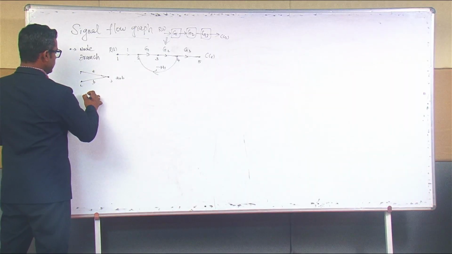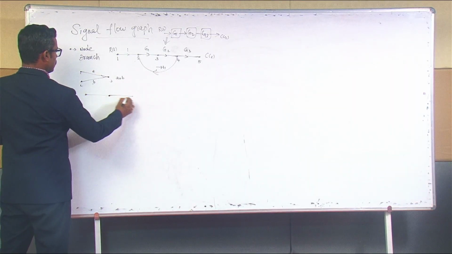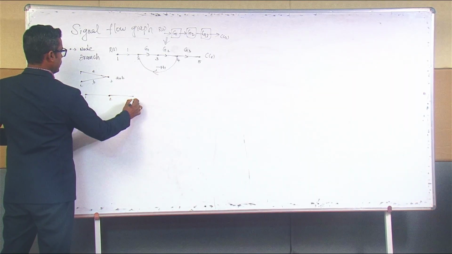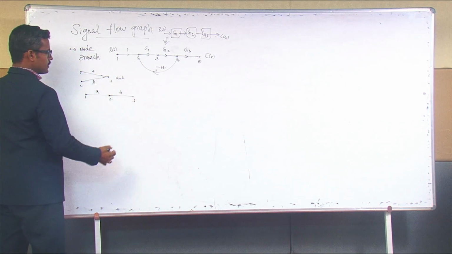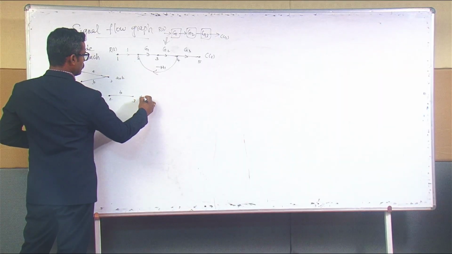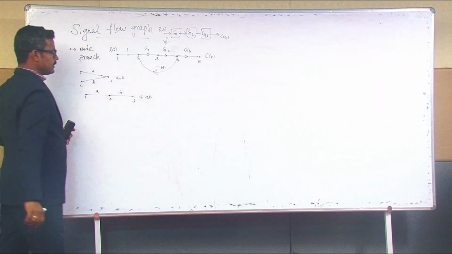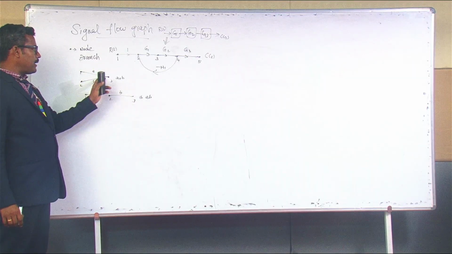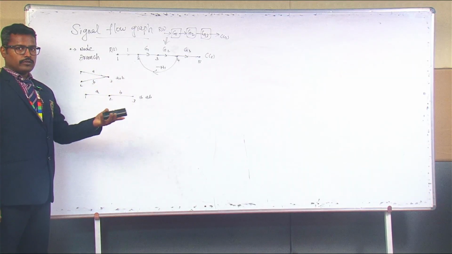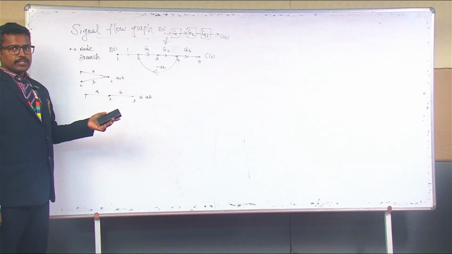If it is in a series, with nodes 1, 2, 3, here the transfer function is A and here the transfer function is B. What is the output? The output is AB. It is in a series. Okay, in a series it is multiplication. If it is in parallel, it is addition, like in the block diagram reduction technique.